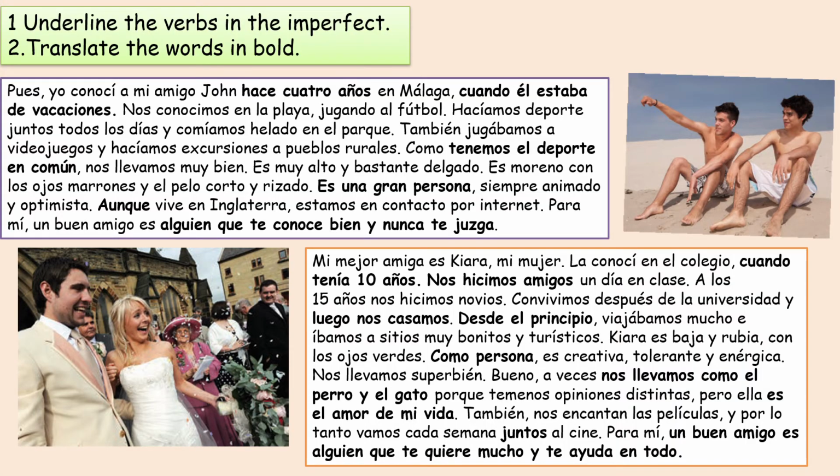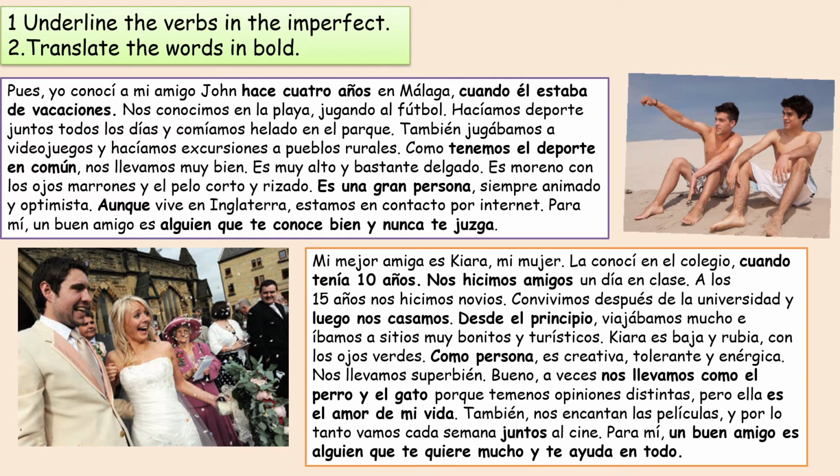Okay, you've got 2 texts. You may or may not have seen these before in class. Don't worry if you have. So you have got to underline the verbs in the imperfect tense in both texts. Number 2, you've got to translate the words in bold. So here we've got hace 4 años, cuando él estaba de vacaciones, tenemos el deporte en común. I will then show you the answers for text 1 and then text 2. Give yourself about 10 to 12 minutes for this one. So 5-6 minutes on one text and then the same on the second.